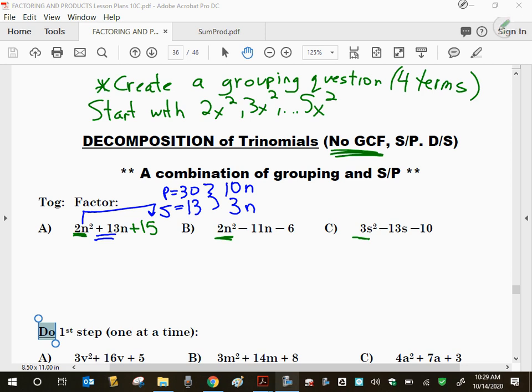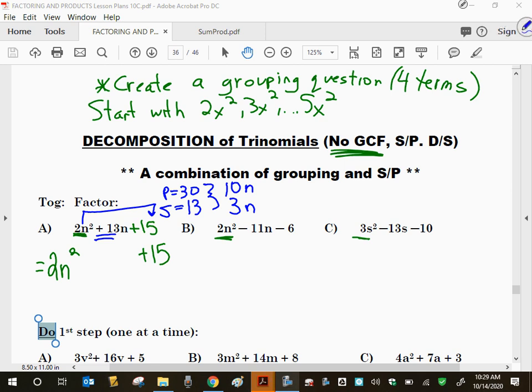And what that enables us to do is to rewrite the question as a grouping question with 4 terms. Our 13n turns into 10n plus 3n. You guys agree that 10n plus 3n equals 13n? If we split up terms, it doesn't change the value of the question at all. However, it enables us to do a grouping question.